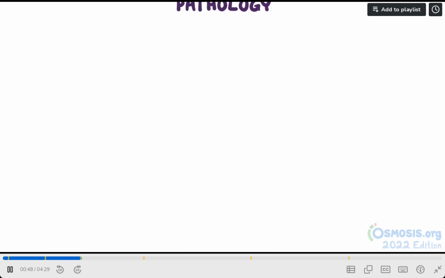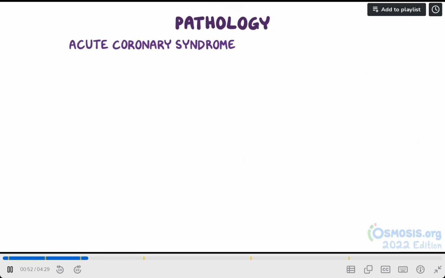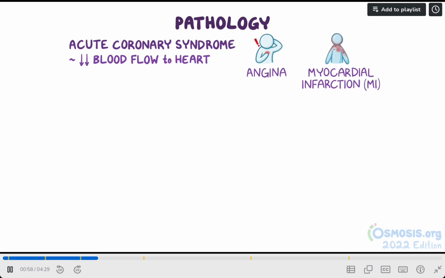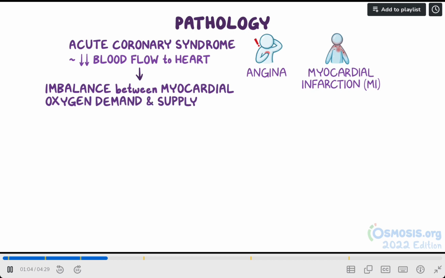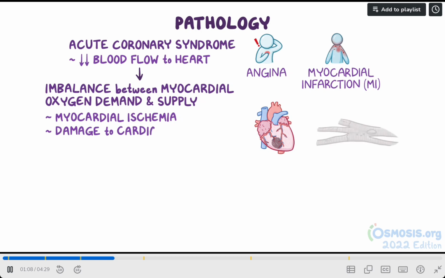Now, cardiac muscle cell, or myocyte damage, can occur with acute coronary syndrome, which is any condition that decreases blood flow to the heart muscle, such as angina or a myocardial infarction, or MI for short. Decreased blood flow causes an imbalance between myocardial oxygen demand and supply from the coronary arteries, resulting in myocardial ischemia and damage to cardiac muscle cells.